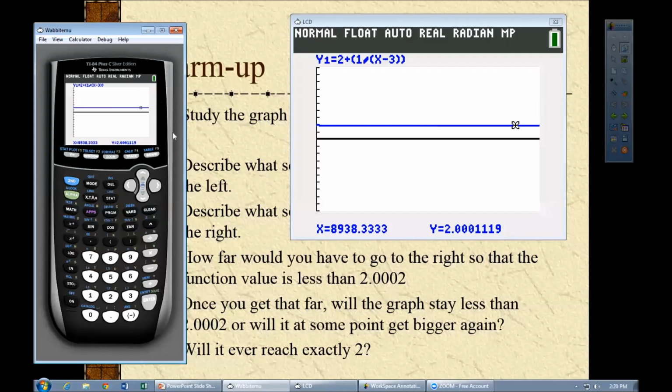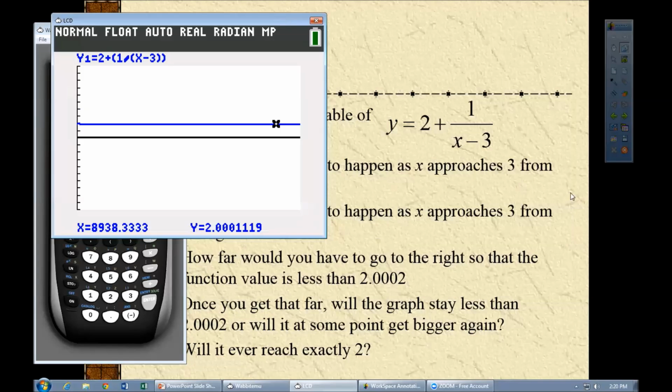I wonder, will it ever actually reach 2? So that's the last question to consider. Will this ever reach 2? Well, the answer is no, because if I put a value in for x and subtract 3 from it, I'm going to get a fraction. It may be a very, very small fraction.